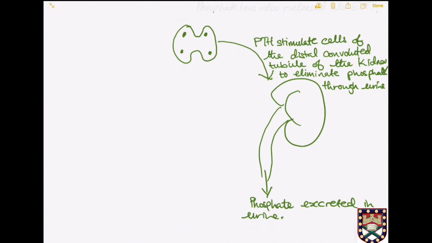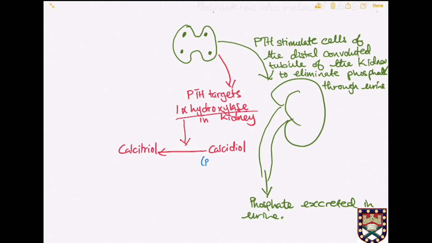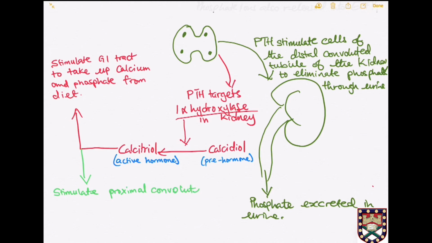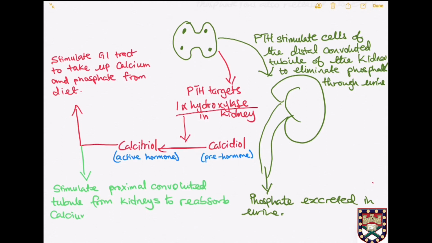If this didn't happen, you would end up with crystallized bone forming perhaps within your blood vessels, which is not an ideal situation. Now, the parathyroid hormone targets an enzyme in the kidney called 1-alpha hydroxylase, which converts calcidiol to active calcitriol. Calcidiol is the pre-hormone, or the inactive version of vitamin D, and calcitriol is the active form of vitamin D. Calcitriol stimulates the GI tract to absorb calcium and phosphate. It also stimulates the proximal convoluted tubule in the kidneys to reabsorb calcium ions from urine.